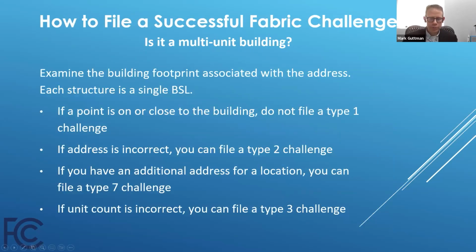So in summary, with the multi-unit buildings, if an existing fabric point is on or close to the building, don't file a type 1 challenge. If the address is incorrect, use a type 2 challenge to update the address. And we'll touch a little bit more on that shortly. If there are additional addresses that should be added to the BSL, use a type 7 challenge. And if the unit count is incorrect, use a type 3 challenge. Next slide, please.